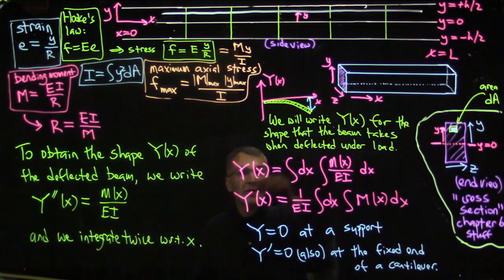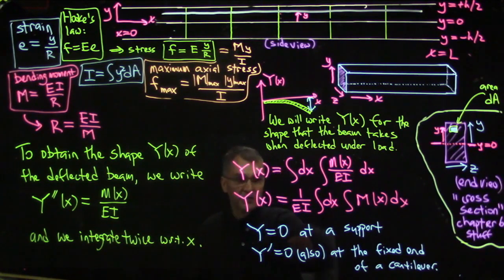And if we have to integrate twice, we have to come up with two constants of integration. And the way you'll see me do that, if we have a simply supported beam, which is supported at 2 points, then the constraint will be that y equals 0 at both support points. And if we have a cantilever, which has one end which is fixed to the wall, then at that fixed end of a cantilever, y equals 0 and also y prime equals 0.